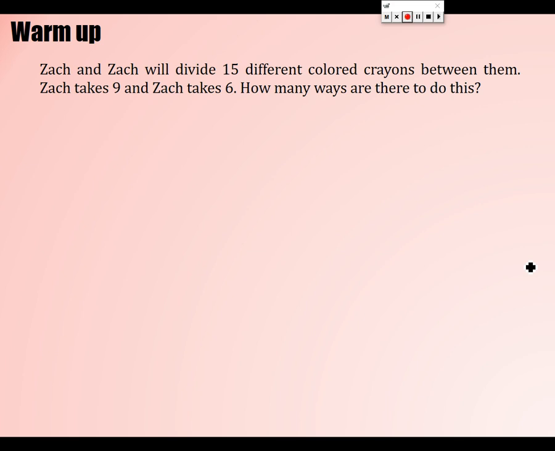All right, talk to me about this problem. So you can imagine the situation where Zach and another student are dividing colored crayons between them, 15 in total. It's a very exciting moment for them. And assume they're all unique crayons. Sorry if we didn't say that.